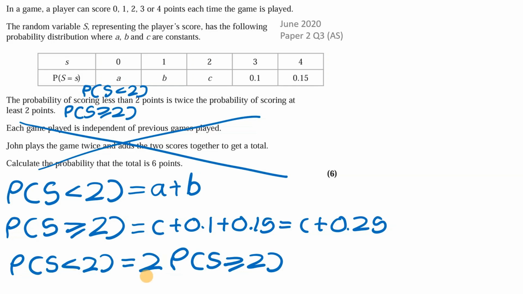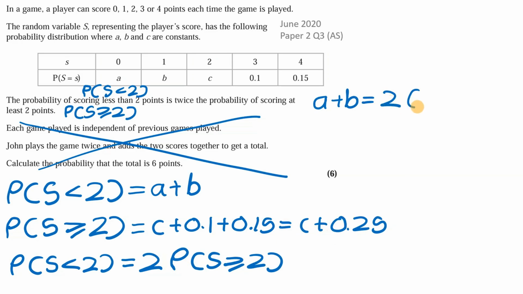Make sure you get the 2 the right way round. Okay, and then what we can do is we can sub in these values here. So the probability that S is less than 2 is A plus B, and this is equal to 2 times the probability that S is bigger than or equal to 2, so we can sub this in.